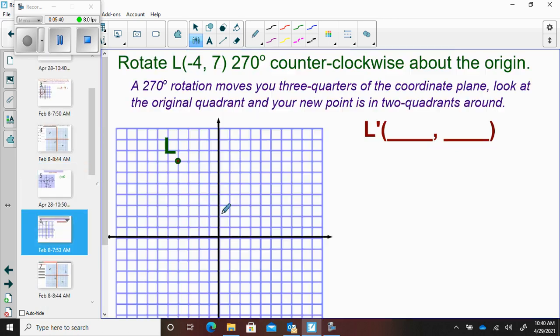So let's look here. We're going to take 270 counterclockwise. Well, if it's negative 4, 7, it becomes 7, 4. 270 from here, counterclockwise, it's going to be 3 units. 1, 2, 3, or 3 quadrants. So I'm going to be at 7. There is L prime. It's in the first quadrant, positive, positive.